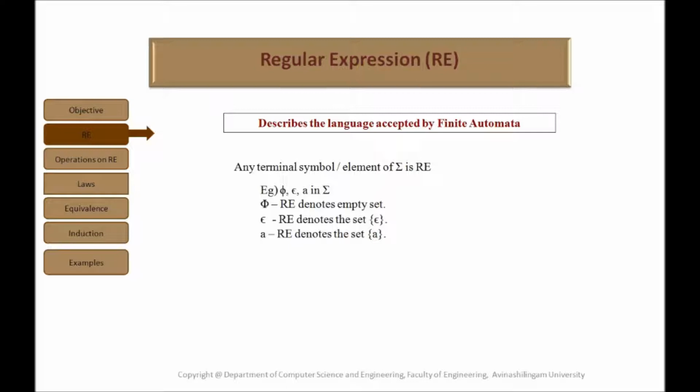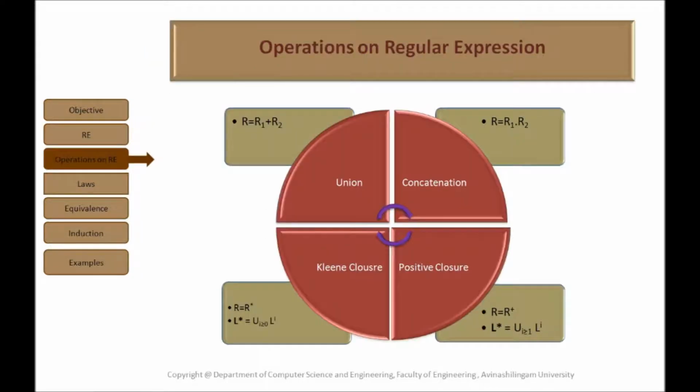Next we will see the operations of regular expressions. There are 4 types of operations. One is union, next one is concatenation, and third one is Kleene closure, and fourth one is positive closure. The closures are of 2 types, that is Kleene closure and positive closure, which is also called iteration.